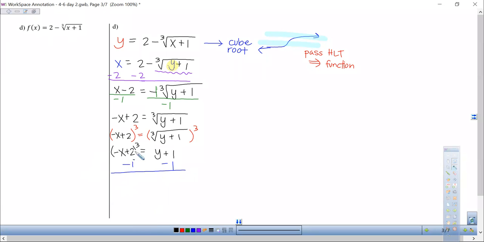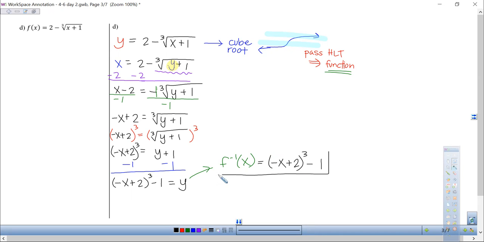So I cannot combine because this is this big expression, negative x plus 2 to the 3rd power, minus 1 is equal to y. Remember that we said that this was a function. So because it passed the horizontal line test, we can write it as f inverse of x instead of y is equal to negative x plus 2 cubed minus 1.